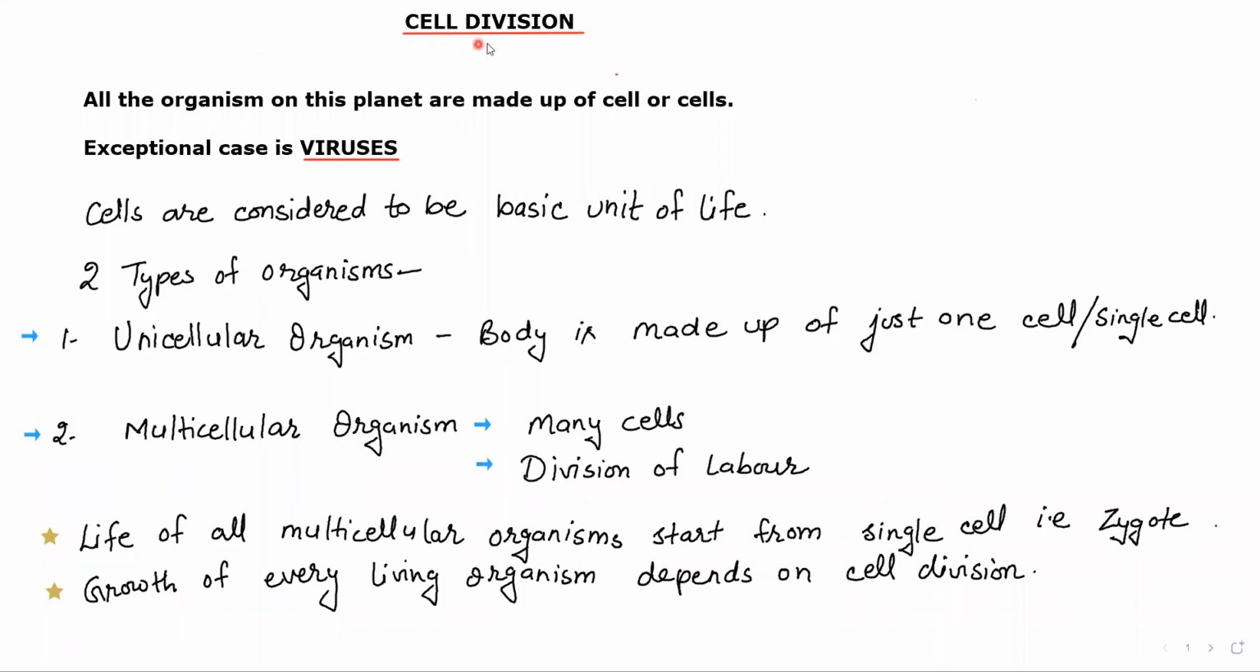So here we are starting with cell division. As all the organisms on this planet are made up of cell or cells, first of all, we should understand what is a cell. So cells are the basic unit of our life, or we can say cells are the structural and functional unit of our life. All organisms are made up of cells, with one exception, that is viruses.